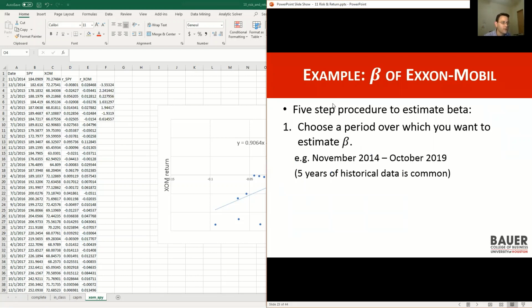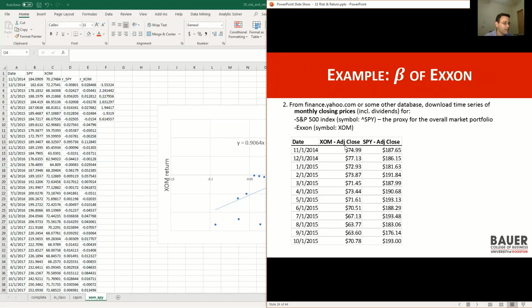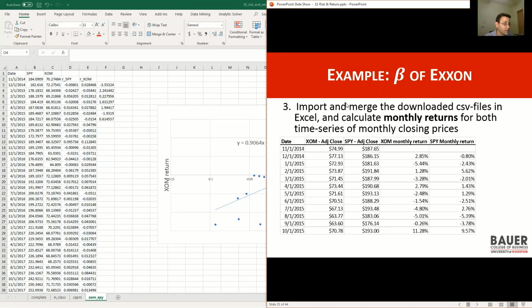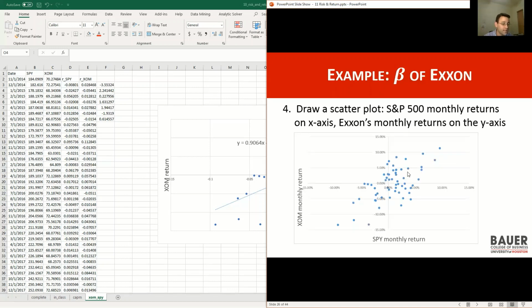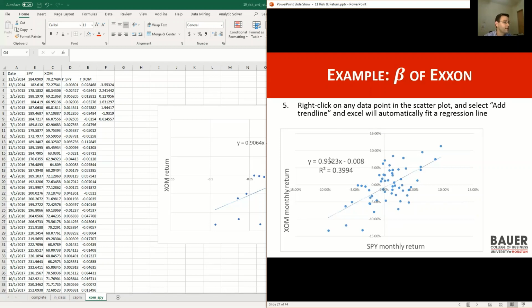So that's all laid out in the slide deck. You download the prices, you calculate the returns, that's step 3. Then you draw the scatter plot, step 4. And then you fit the trend line, that's step 5.